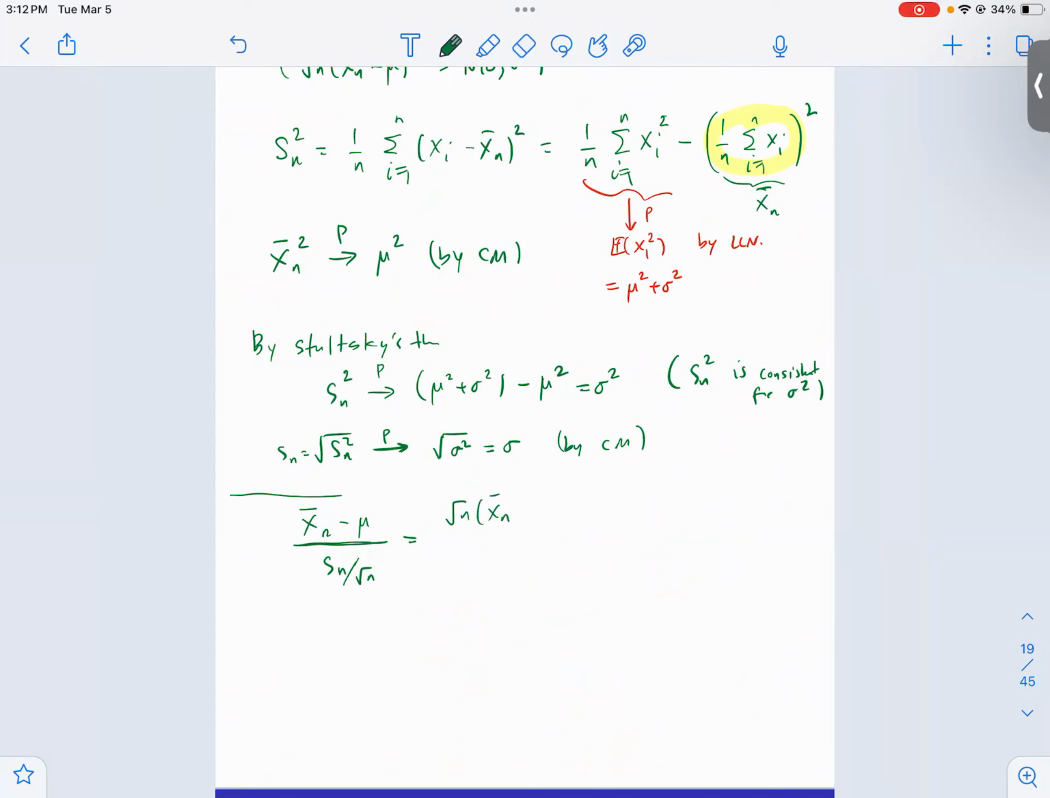Sn over root n, from X1 and so on. The numerator, by CLT, I just rearranged. So the numerator we know by CLT converges in distribution to normal 0, sigma squared. And the denominator is converging to sigma, in probability or distribution.